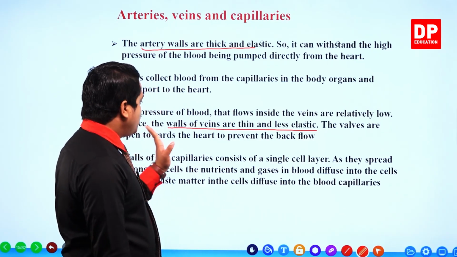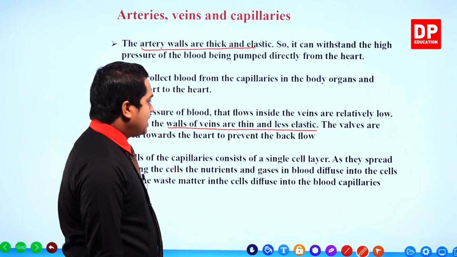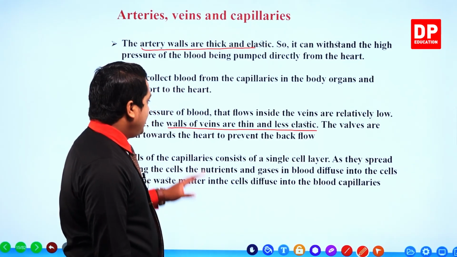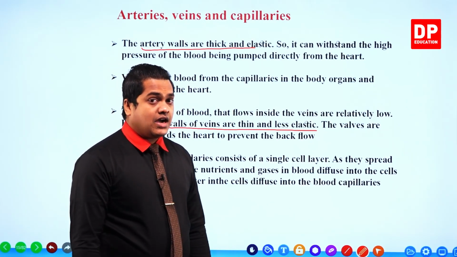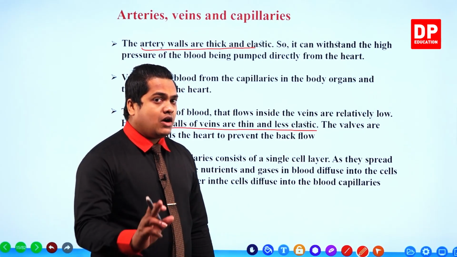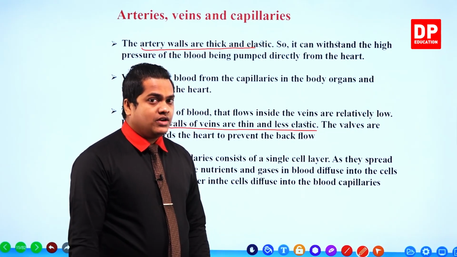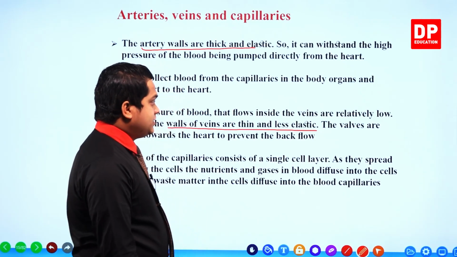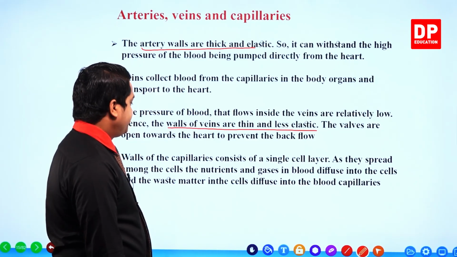The valves are open towards the heart to prevent the backflow. So, my dear children, we can observe several valves within the veins. Each and every vein has valves. However, they open towards the heart in order to avoid the backflow. So valves are open towards the heart to prevent the backflow.